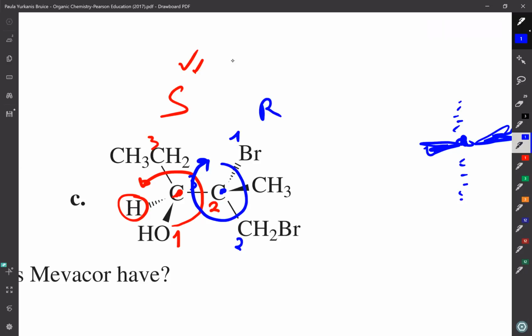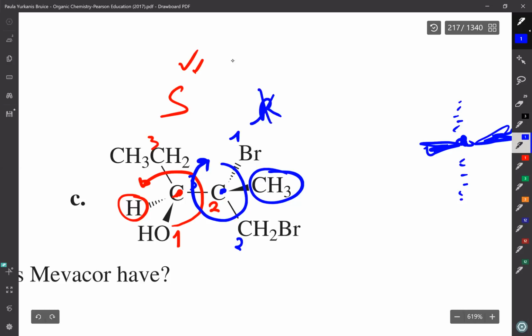It means R. Now, which one is the lowest priority? The lowest priority is this group. Is the lowest priority on the dash or the wedge? Meaning, is it pointing away from me or towards me? In this case, it is pointing towards me, which is bad. I always want the lowest priority to point away from me. So because it's pointing towards me, I have to reverse that configuration and it becomes an S. Does that make sense?